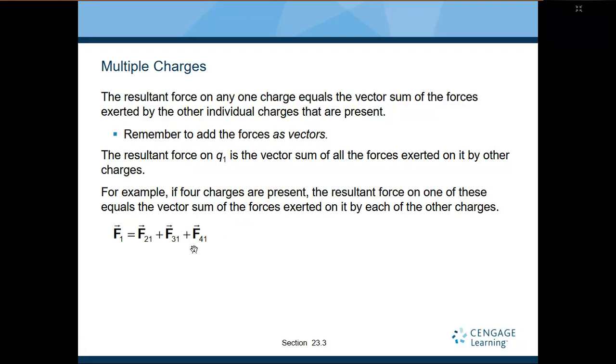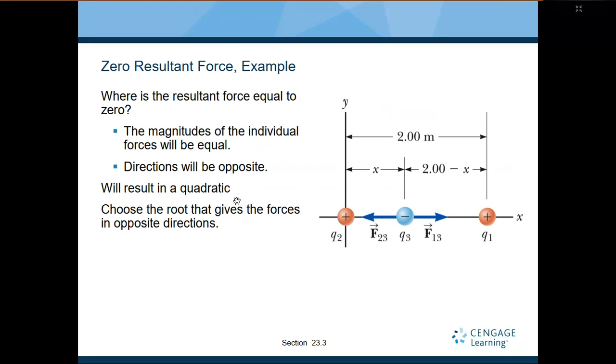So, naalala ba natin kung anong tawag natin dito? It is called the superposition principle of adding forces, or adding vectors. So I hope naalala pa natin yan. And you need to clearly see here in the equation na si 1 yung nasa dulo ng mga subscript, dahil siya nga yung concern mo na charge. Siya yung iyong frame of reference.